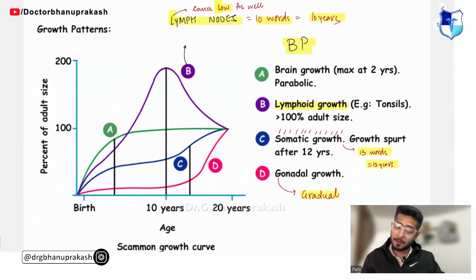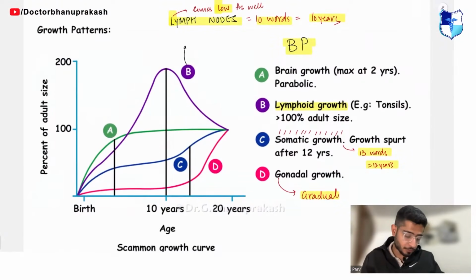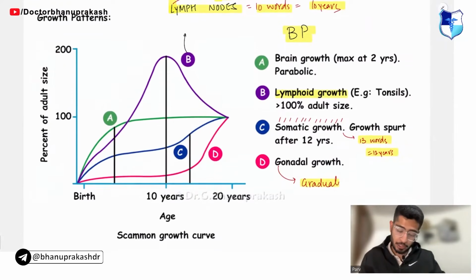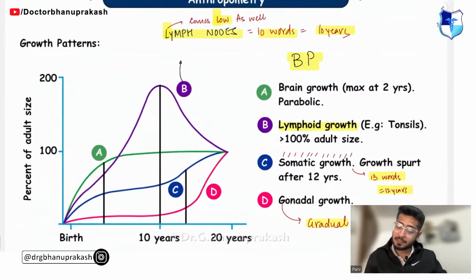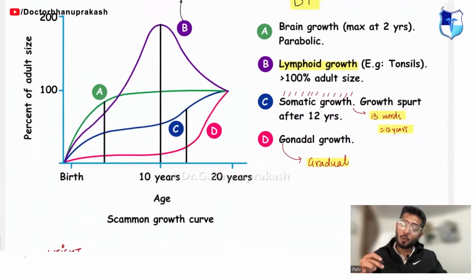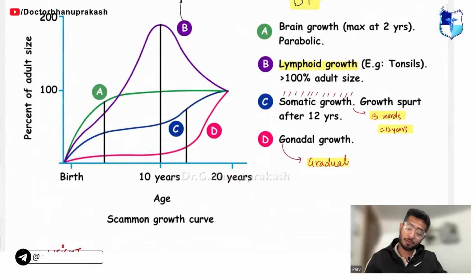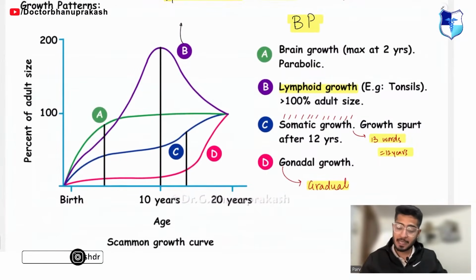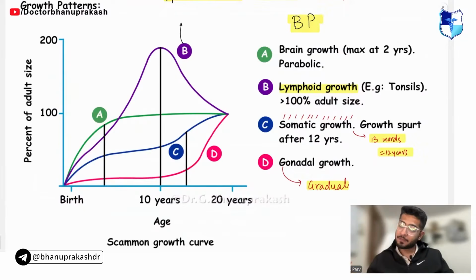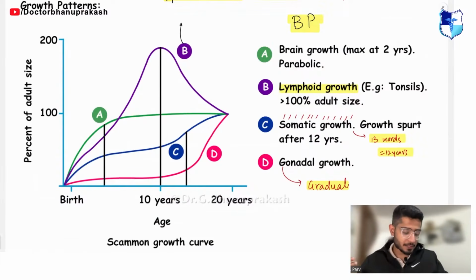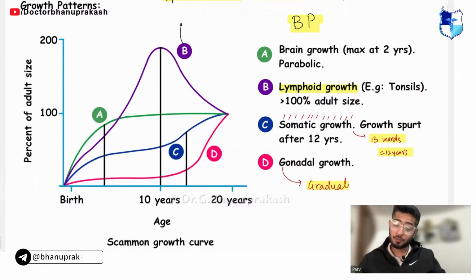Coming on to this growth chart. Now understand this growth chart. They have asked a question in FMGE that which two things are going to overlap. If you can see this, A and C are very similar. The brain growth, then the somatic growth. So they have asked these kinds of questions, and this is something you have to understand.